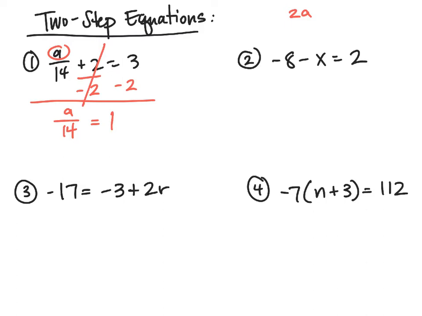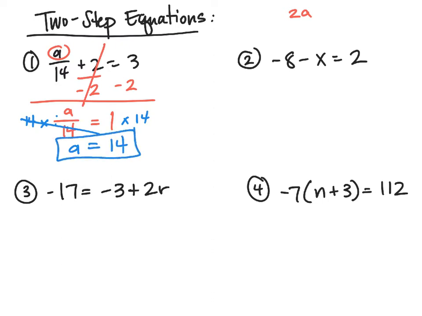Now, this is a one-step equation like we did yesterday. When there's a 14 on bottom of a fraction, it means it's being divided by 14. So the opposite of division is multiplication. So we need to multiply both sides by 14. Remember, what you do to one side, you do to the other. So when we do that, they cancel out, and you get a equals 1 times 14, which is 14.